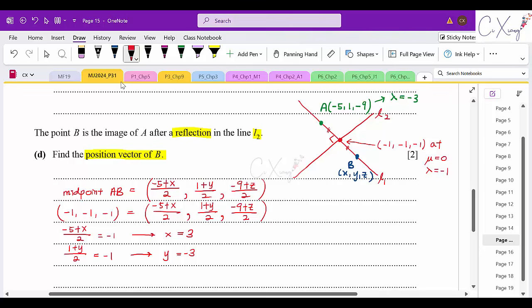Then for the z, you have negative 9 plus z divided by 2. Compare it with negative 1 also. Then try to get the value of z. You have a 7. So B has the coordinate 3, negative 3, and 7. If we convert it into the position vector OB, it will be 3i minus 3j plus 7k.